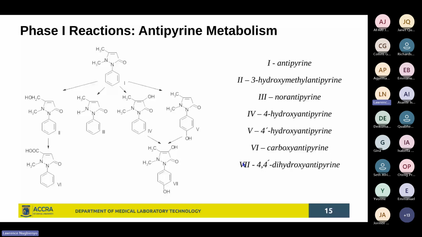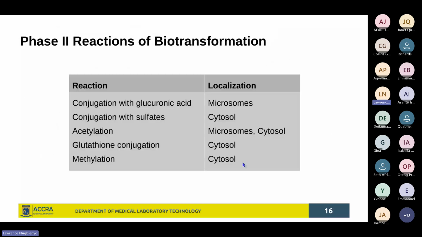Different metabolic processes occur with a single drug, so that there are different metabolites that are formed along the line as the drug undergoes metabolism. So that is the purpose of it, for you to appreciate that fact. Then you have phase 2 reactions, which we said were conjugation.